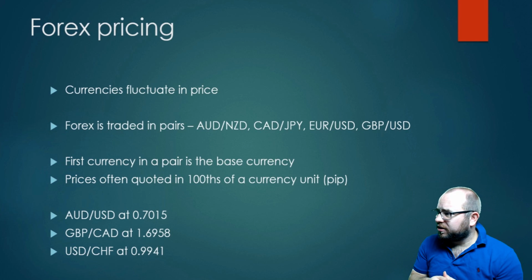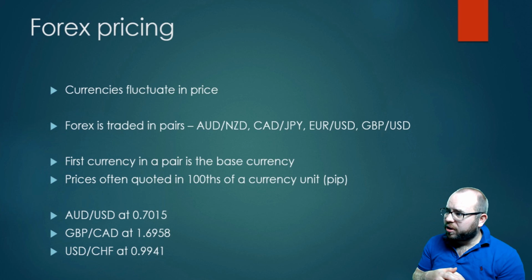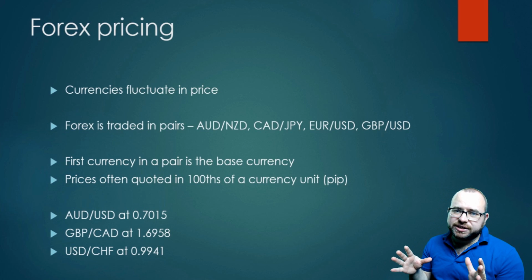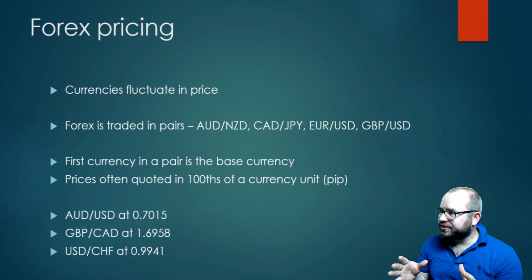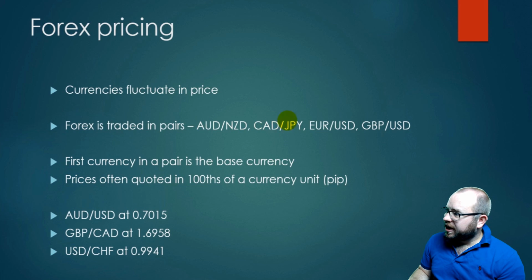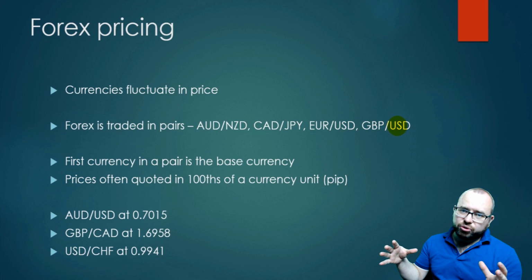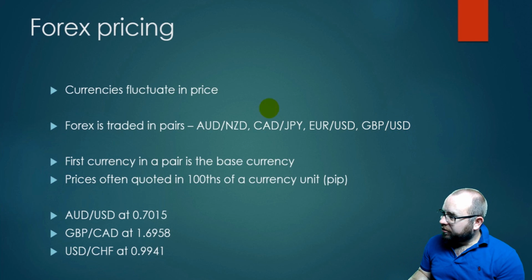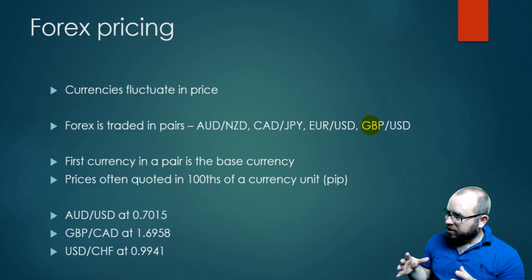Now, as mentioned in my previous video in part one, Forex is traded in pairs, and here we have the Australian dollar, New Zealand dollar, the Canadian dollar, Japanese yen, the euro, US dollar, and pound, US dollar. So currencies are always in pairs, and they're always in these 3-letter acronyms.